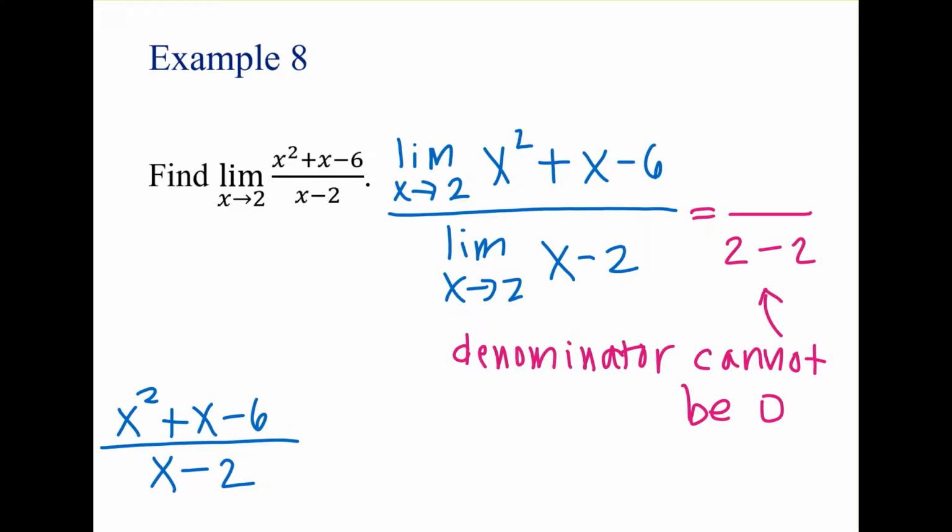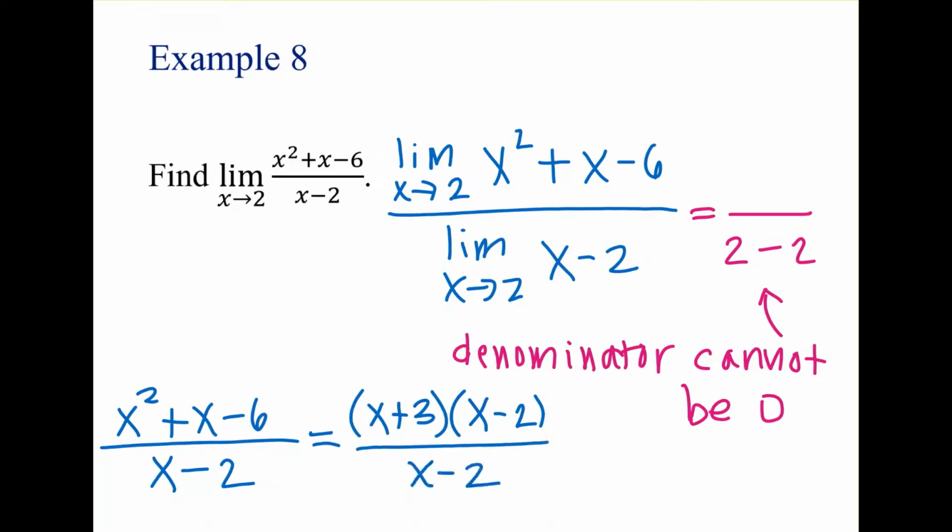and bottom if possible. We can factor the numerator as x plus 3 times x minus 2. And the bottom doesn't factor, so we just leave it as x minus 2. Notice that we have a matching factor on top and on bottom. So we have x minus 2 over x minus 2, and because these are the same, they reduce to 1. So that means that we can go ahead and cancel out the factors of x minus 2, and we are left with x plus 3.